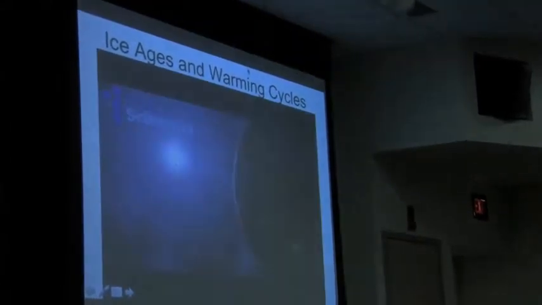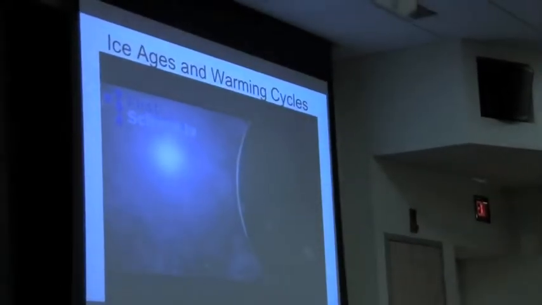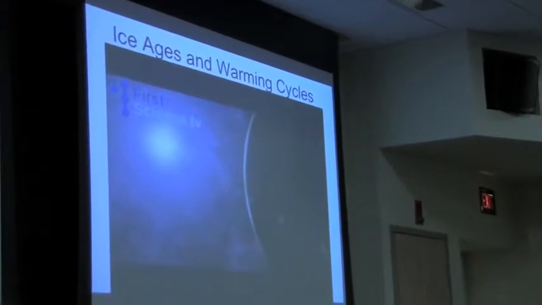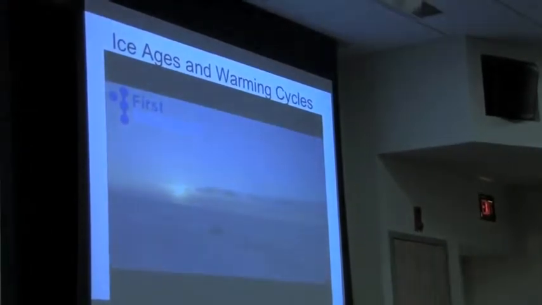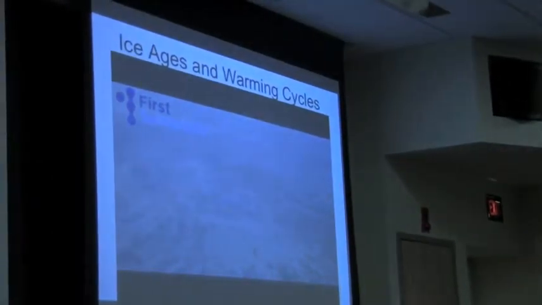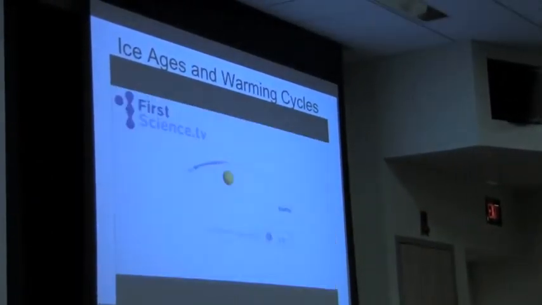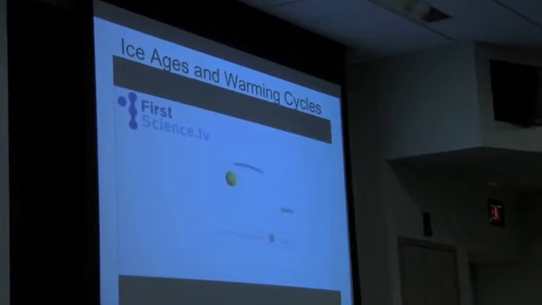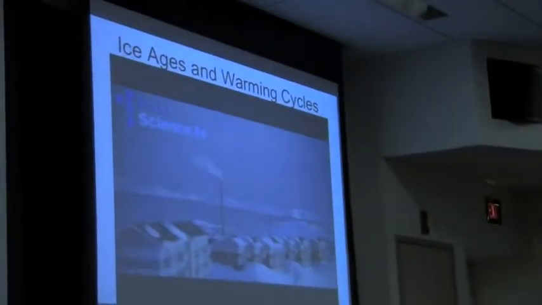Anyway, this is an illustration. I'm not sure what the problem is with the volume here, but everything seems to be working. It seems to be set up right. But this is just basically illustrating the different orbital cycles, what you're doing relative to the sun.